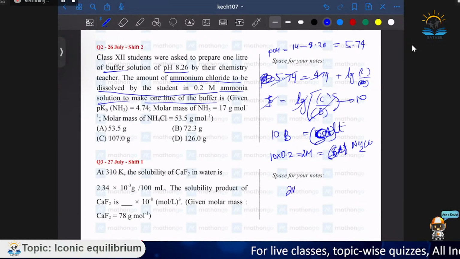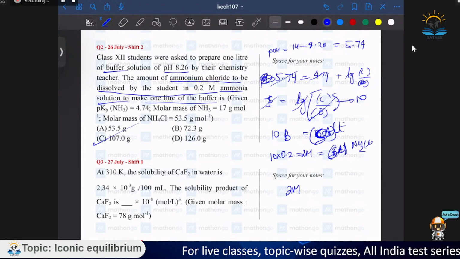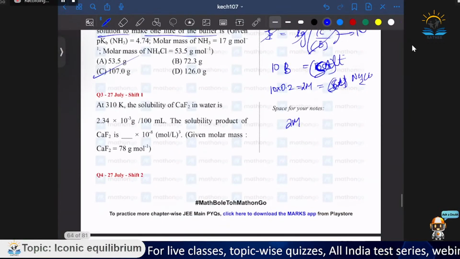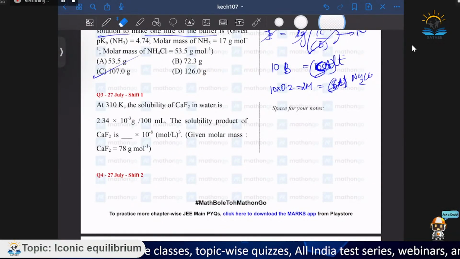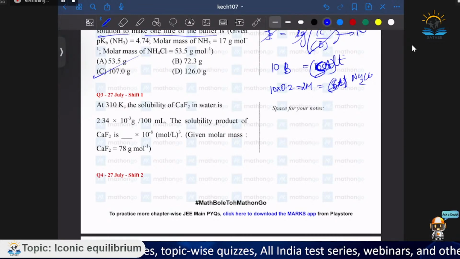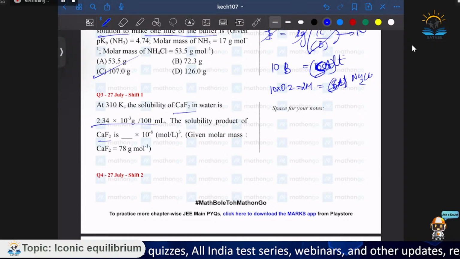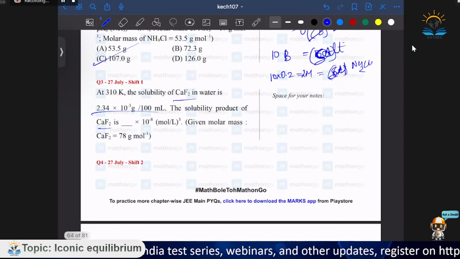Now 2 molar, for making a 2 molar solution you have to put this much amount of salt. Okay, we're done with the second. Let's move on. Solubility of CaF2 is this much. Solubility product we have to give them. Let's write the equation first.